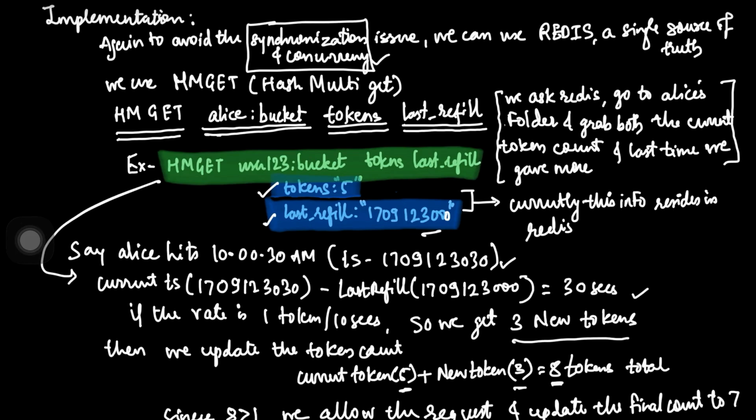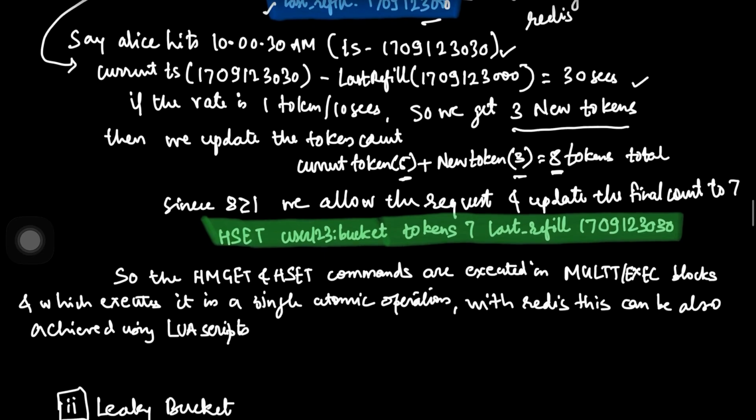We would say that the rate limiting logic will accept Alice's request and move on to our servers. Now as Alice has consumed 1 token here, we would like to update the value, which would be 7, and that is where we use the hset command, which is available with Redis. We set the new token count as 7 and the last refill time as 30 seconds past 10, which we have now updated using the hset command. Now this is good, but here also we might get a race condition.